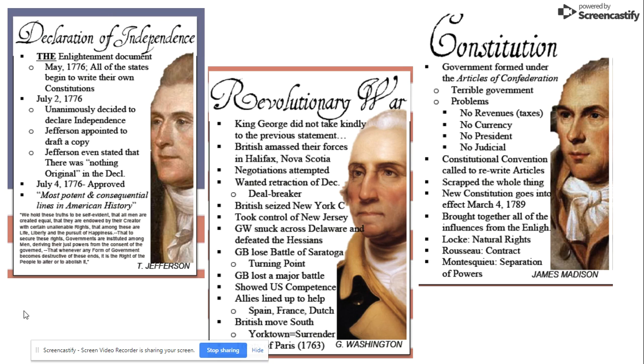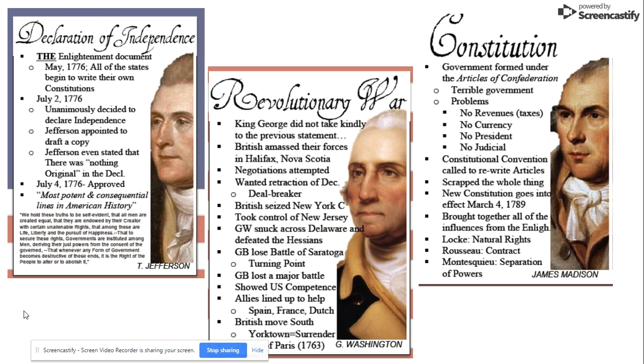All right. So after that, we get the Constitution. Well, first you had the really sucky Articles of Confederation that really couldn't do anything. The government couldn't collect taxes. You couldn't have the same people in charge. There's no money. There's no president. There's no real court system, nothing.